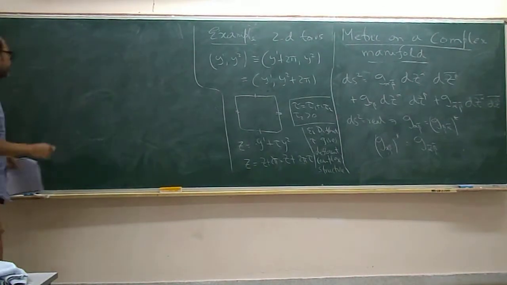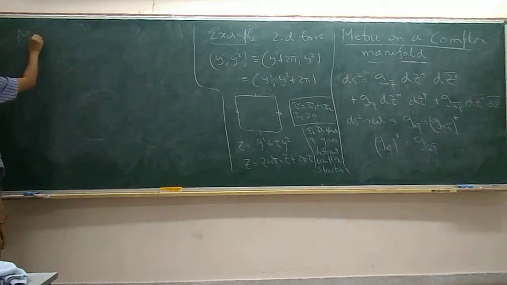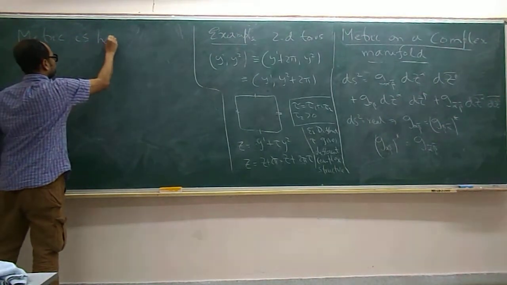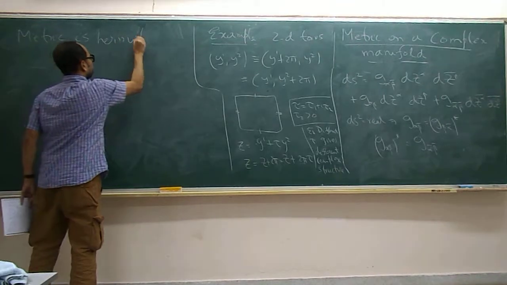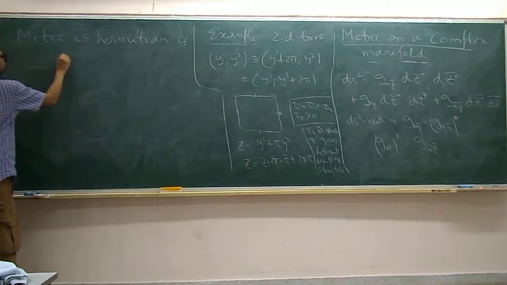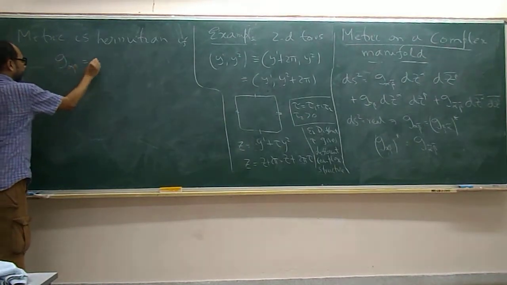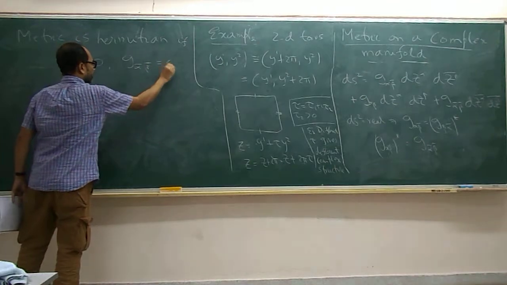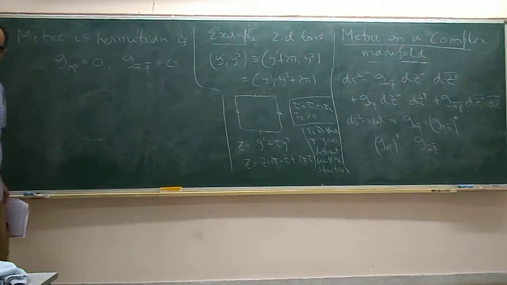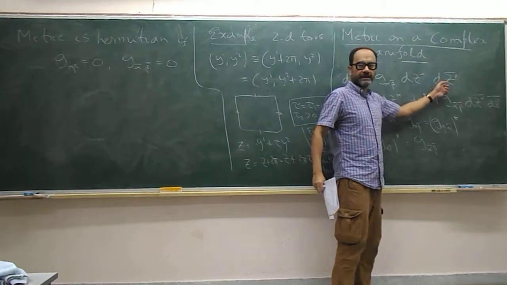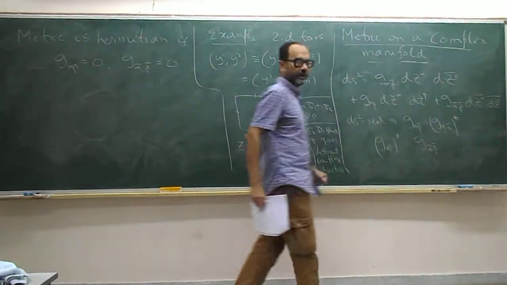Okay, so this metric we'll call Hermitian. A metric is Hermitian if the following condition holds: g_{alpha beta} should vanish, and as a consequence, of course, g_{alpha-bar beta-bar} should also vanish. So a Hermitian metric is the one where the only components are g_{alpha beta-bar} dz^alpha dz^beta-bar.